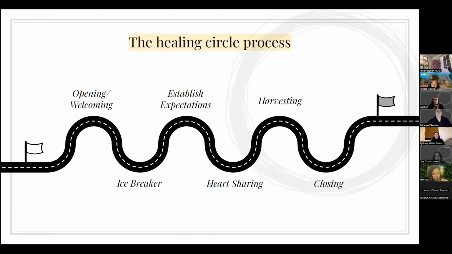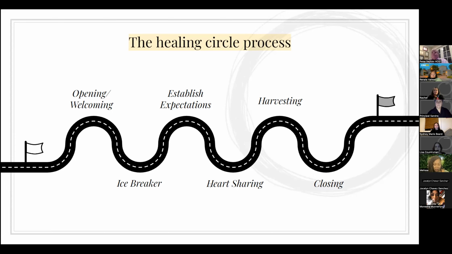Before the main event, we establish expectations. We agree on the ground rules. We agree on the purpose and intention of the circle. We introduce the host and guardian, introduce all the participants, and we review an agenda for the steps in the circle so that all the expectations are laid out before we start.